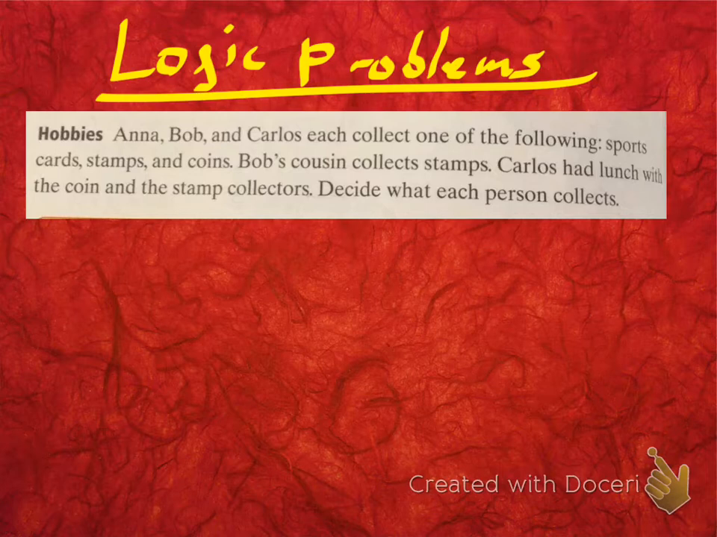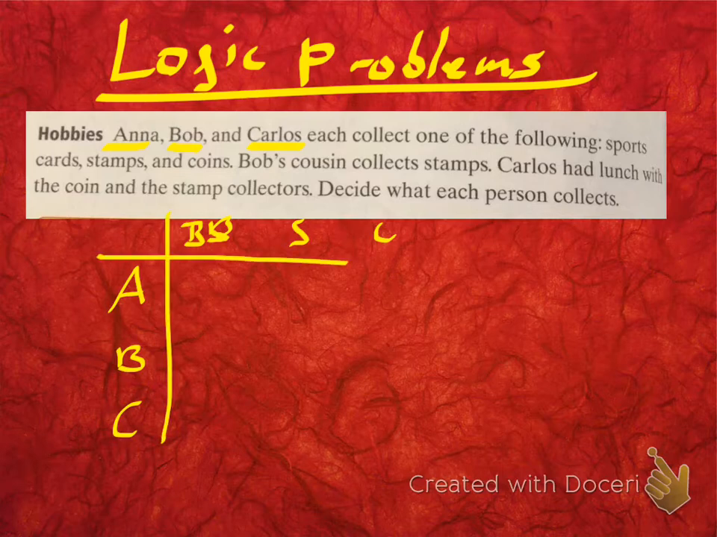So let's take a quick look at how we can set this up and solve it. Usually the names they give you will start with different letters. So instead of writing out all of the people's names, you can just write down A, B, and C. In this case, each one of them collects something different. One collects baseball cards or sports cards. Since we're already talking about stamps and coins, there's going to be the S and the C. Sports cards are like baseball cards, so let's just call those BBs. And let's make a little chart here.